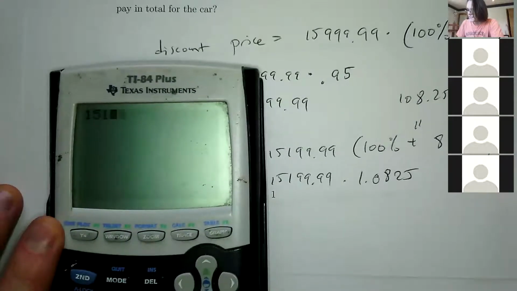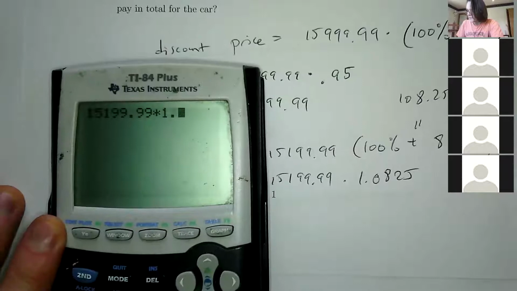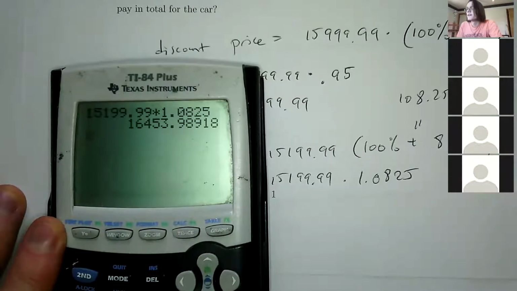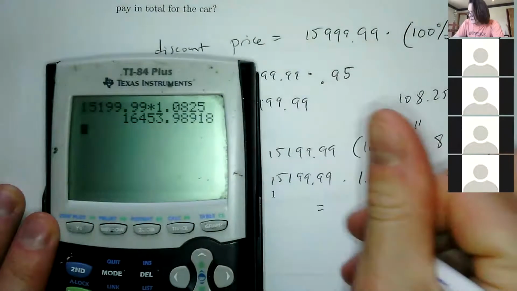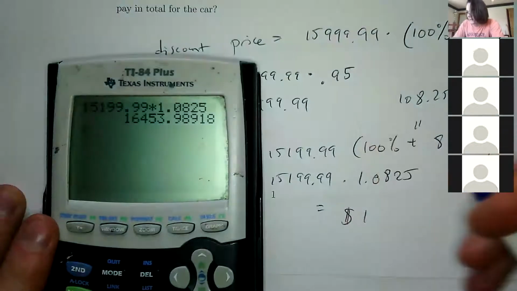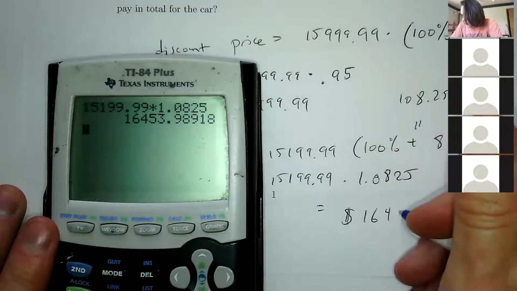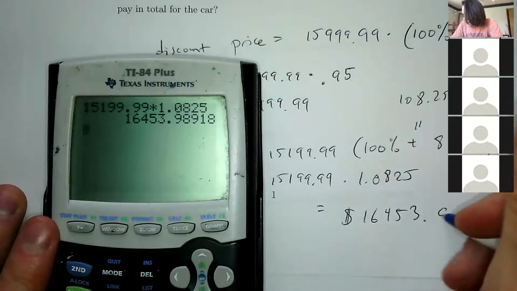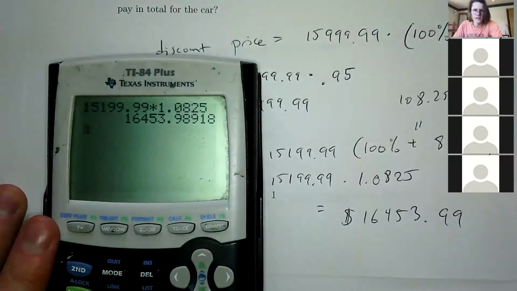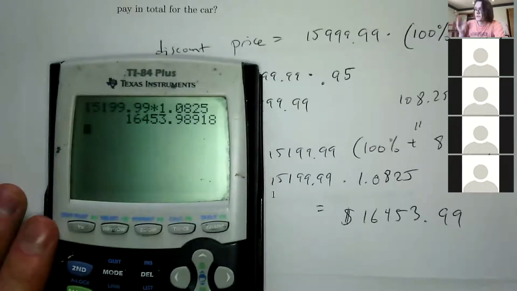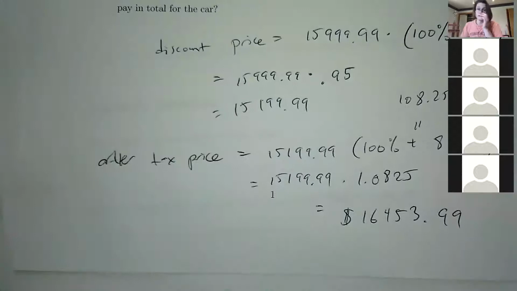So 15,199.99 times 1.0825. And so I get that number, 16,453.99. So that's my final after-tax value. So if I was buying this car, that's what I'd have to go to the bank to get a bank check for if I was paying in cash, or that's what I'd have to get financing for, I guess. I don't know how that works, but that's what you'd have to get a check for should you be buying it in cash.